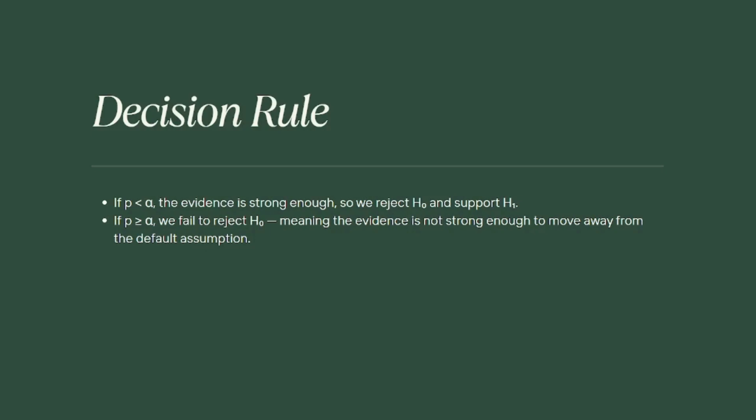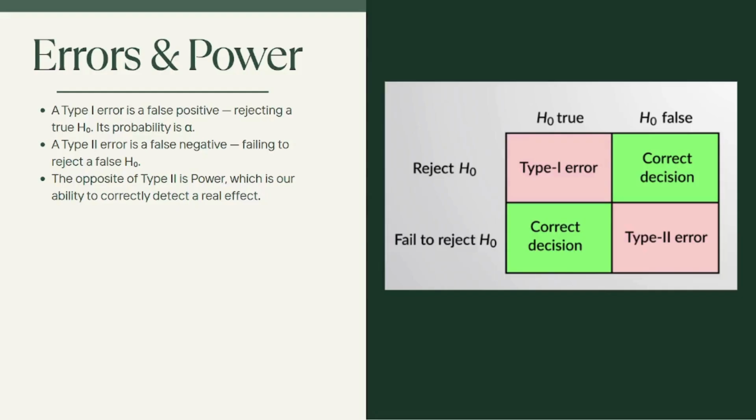And sometimes we make decisions with error. That's why we have two types of errors and power, which I'm going to talk about later. Type 1 error is a false positive, rejecting a true H0, while type 2 error is a false negative, failing to reject a false H0. So if H0 were true and we reject H0, it's a type 1 error. If H0 was false and we fail to reject it, it's a type 2 error.